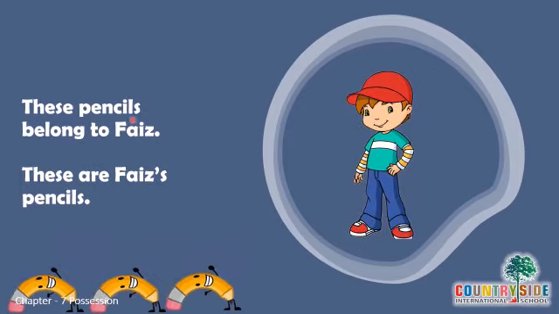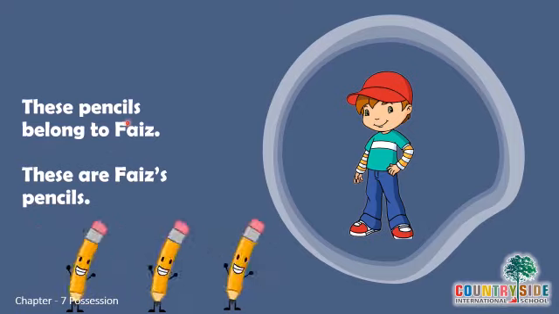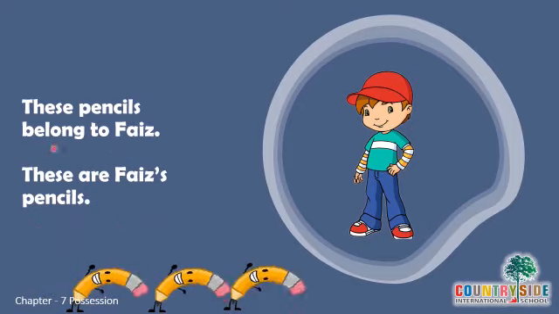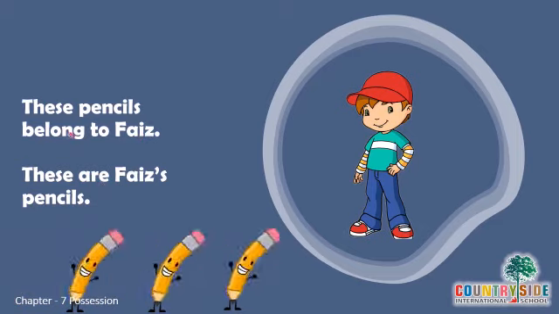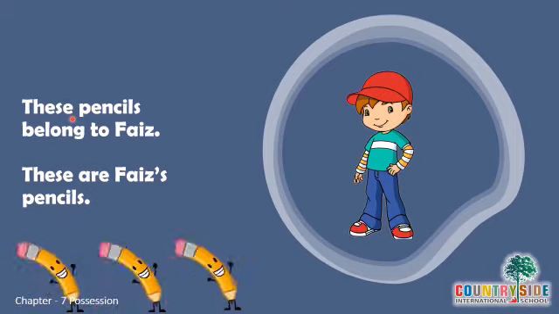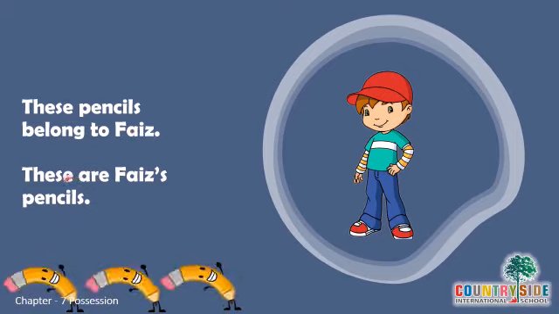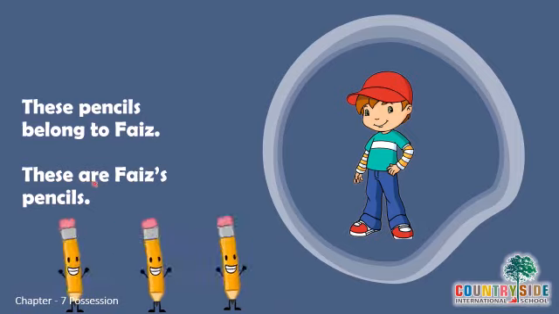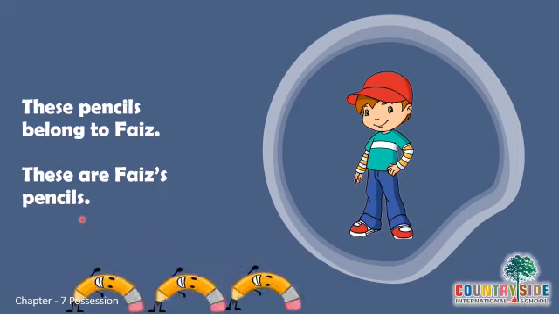These pencils belong to Faiz. We are talking about pencils, and whose pencils are they? Faiz's. So "these" remains the same. Because pencils are plural, more than one, we will use "are". These are Faiz apostrophe s pencils.